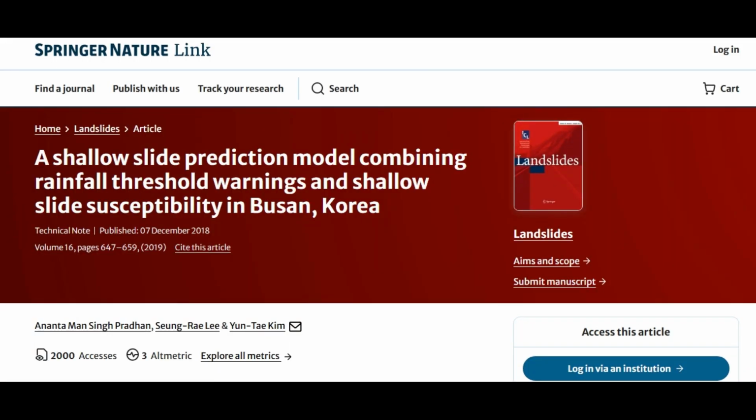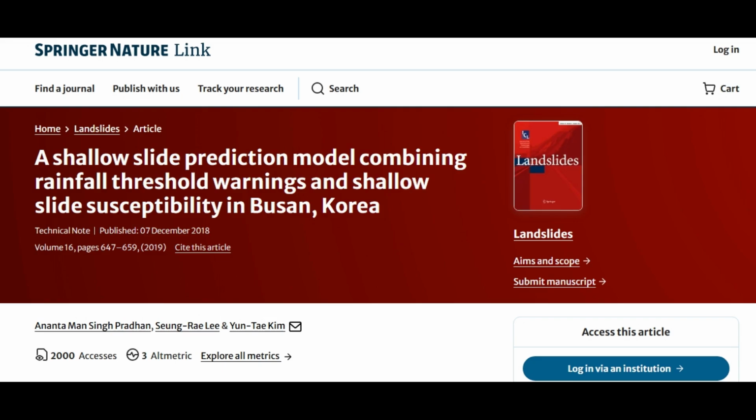Oh, for sure. And that's where this research paper comes in. A shallow slide prediction model combining rainfall threshold warnings and shallow slide susceptibility in Busan, Korea. Long title. Quite a mouthful, but it breaks down this really cool approach to predicting landslides. They're combining rainfall data with, like, the geography of Busan. So they're looking at where landslides are most likely to happen, right? And how to maybe predict them better.